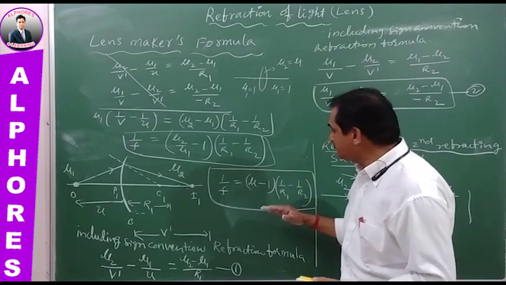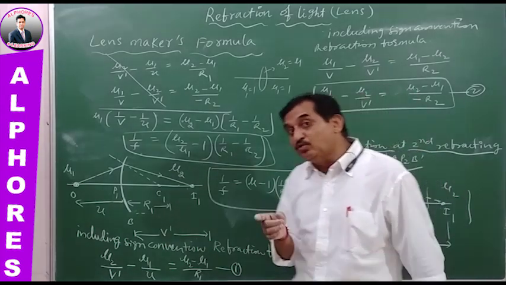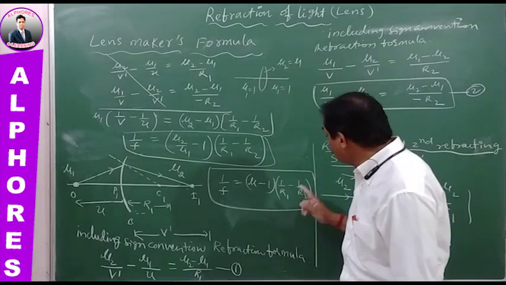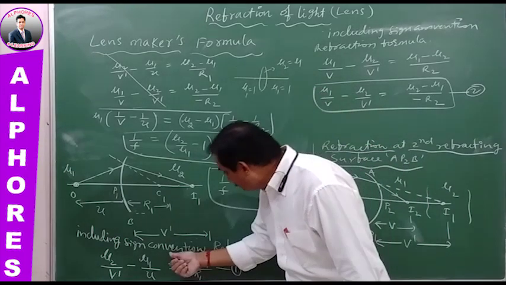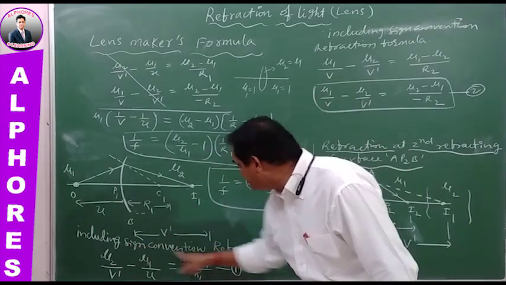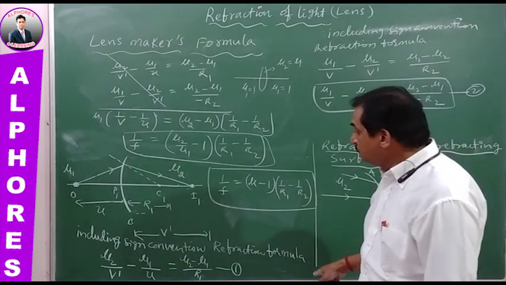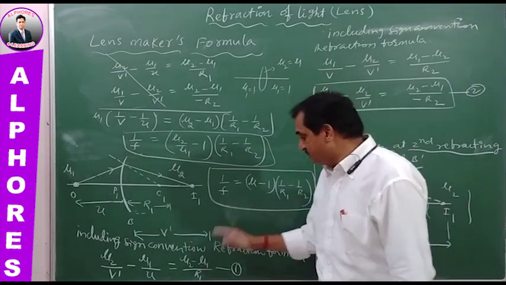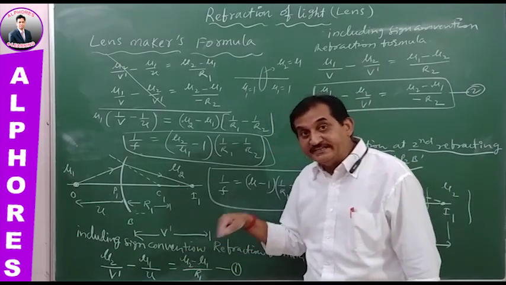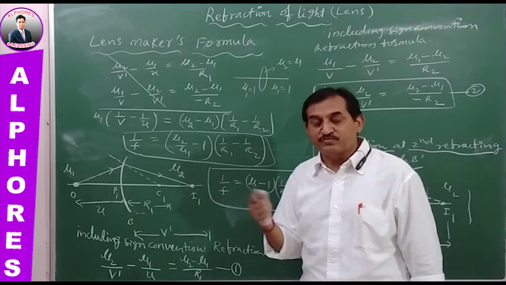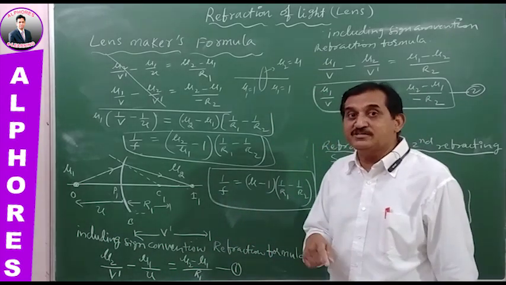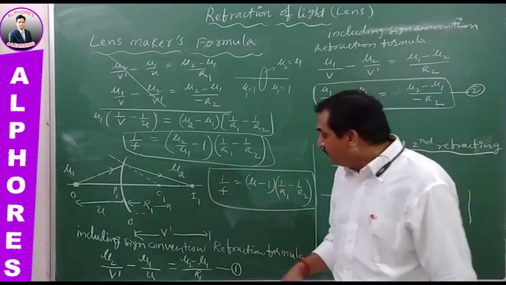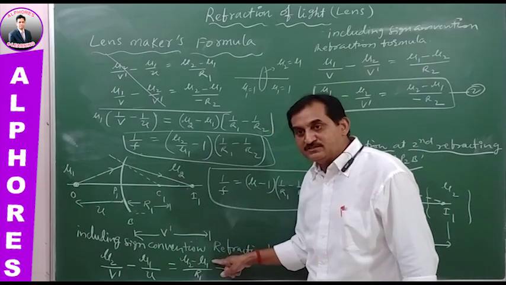But this lens maker's formula is obtained including sign convention. You should keep it in mind. Why? Because the refraction formula clearly mentions the sign convention. How can we understand that sign convention is included here? This fundamental formula was already derived in refraction at spherical refracting surfaces, where the derivation is shown clearly and the sign convention is taken into account, and finally we obtained this refraction formula.